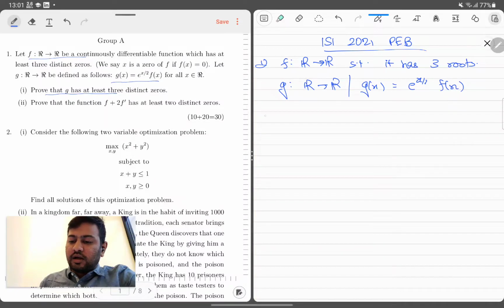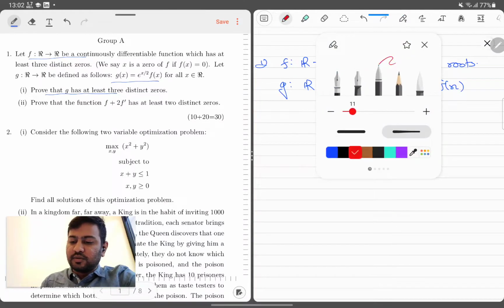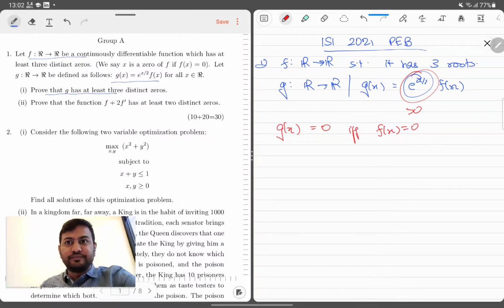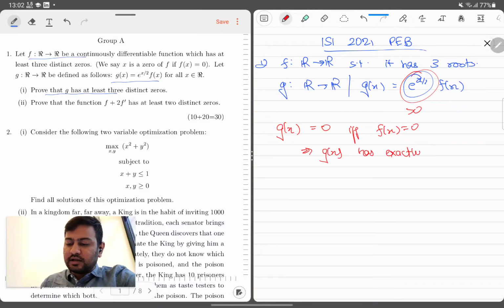Now as you can see, this part e to power x by 2 is always positive, right? So what we can say is g of x is equal to 0 if and only if f of x is equal to 0. So this implies that g of x has exactly 3 roots, because there is no other possibility for g of x to be 0.